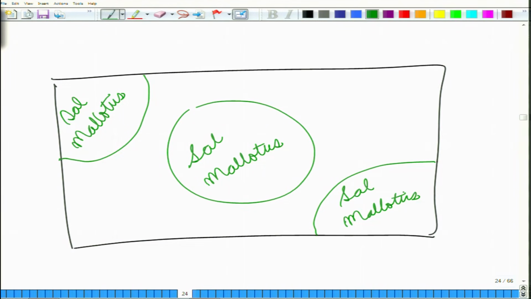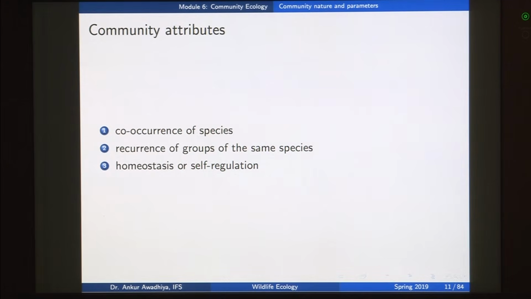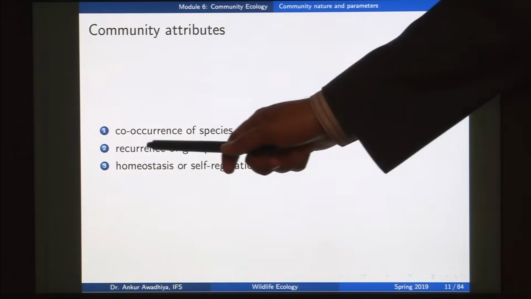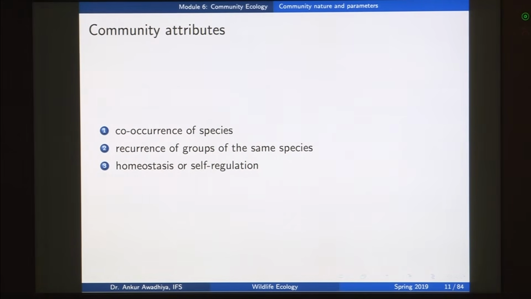So, these groups of species not only occur together, but they also tend to recur whenever you have another community of the same type. So, it is not like in one particular patch of sal forest you have sal and Malotus, and in another patch you do not have Malotus, maybe you have some other species. That will not happen. So, it is a community because it has certain species that are occurring together, and wherever you have a similar community you will find the similar species that are coming together.